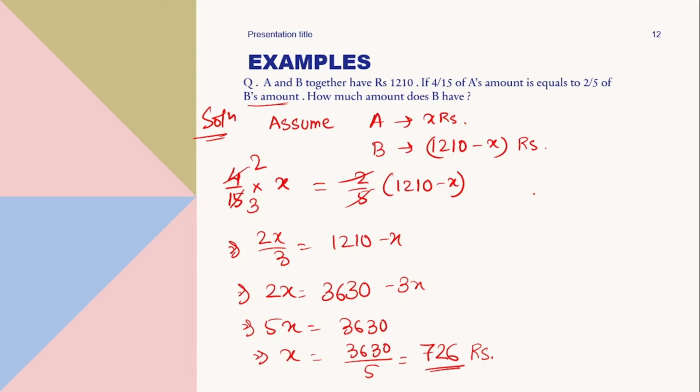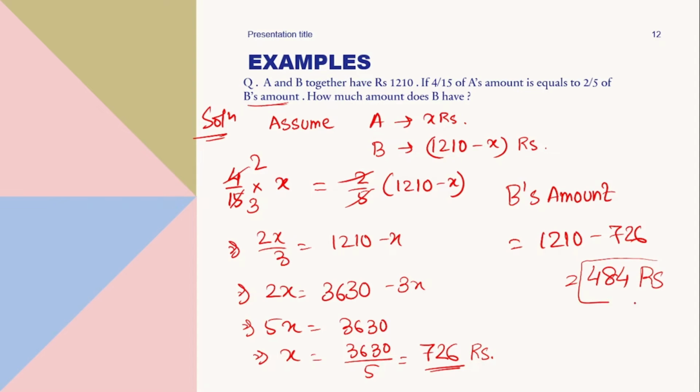So we have to find the amount B has. B's amount equals 1210 minus 726, it is 484. Okay, so the amount of B is 484 rupees. This is the answer of this question. I think you should all understand. Let's go for the next question.